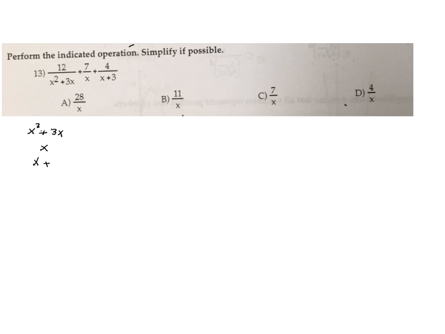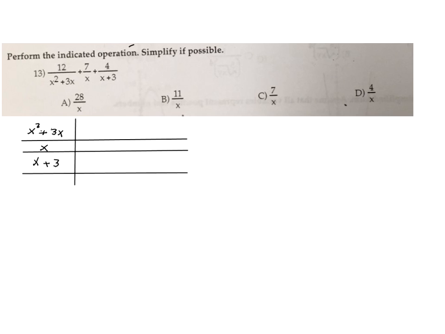We need to find the LCD among this. So what's the first step to find the LCD, anyone? What do we do to find the LCD in this case? First thing we have to do is to factor it. Very good, factor. So if I factor x out here, it becomes x plus 3. So this is still x, this is x plus 3.